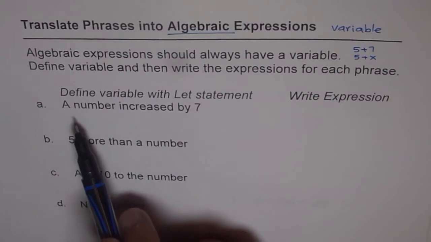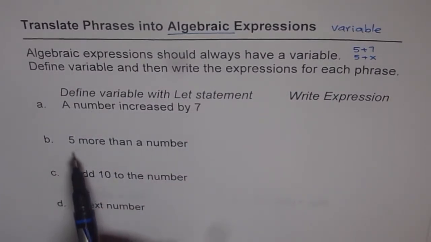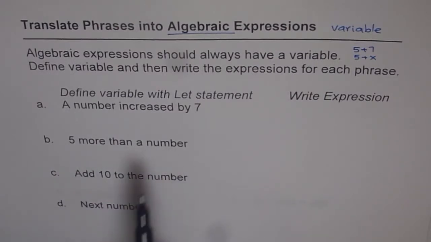The first one is a number increased by 7. Second one is 5 more than a number. Third one is add 10 to the number, and then part D, the fourth one is next number. Now in this particular worksheet, I have taken specifically just one type of example where the variable is just a number, right? So we could define one let statement for all four of them also. So let's do it like this.